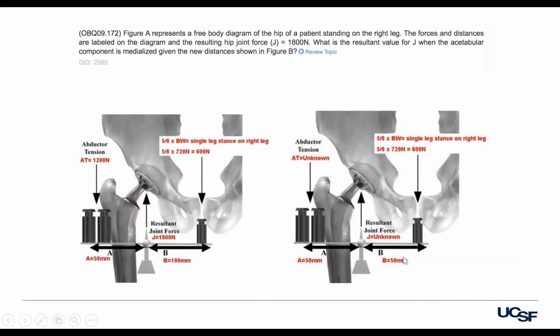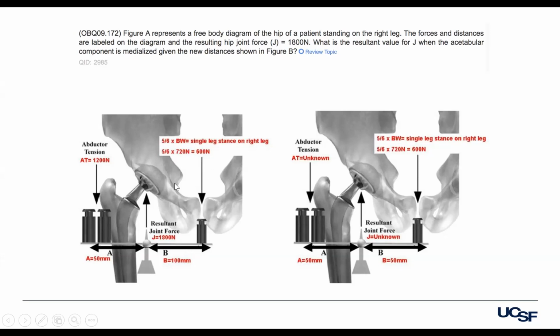All right. Figure A represents the free body diagram of the hip of a patient sitting on the right leg. Oh, let's minimize this. The forces are labeled on the diagram. Hip joint force of 1,800 newtons. What is the resultant value for J when that's blocked? I think it's acetabular. That component is medialized, giving the new distances shown in figure B.